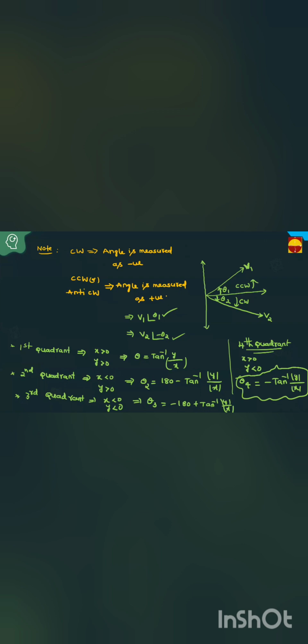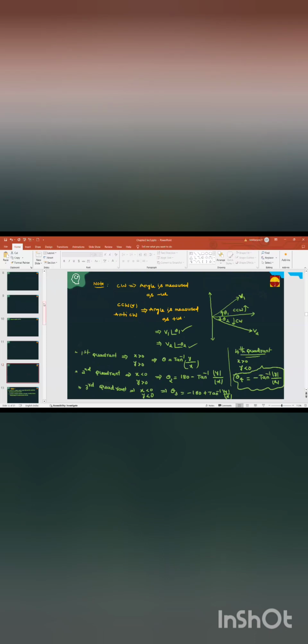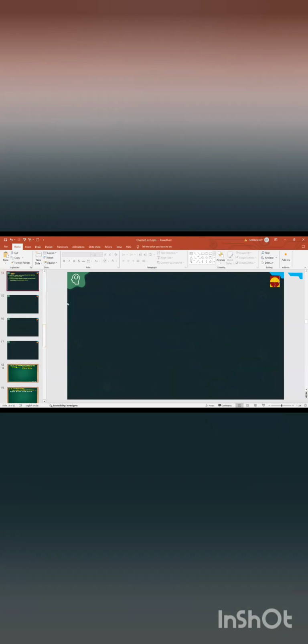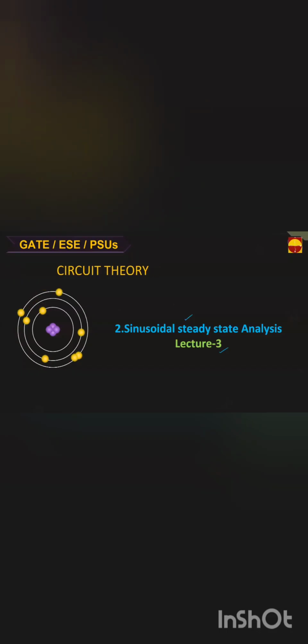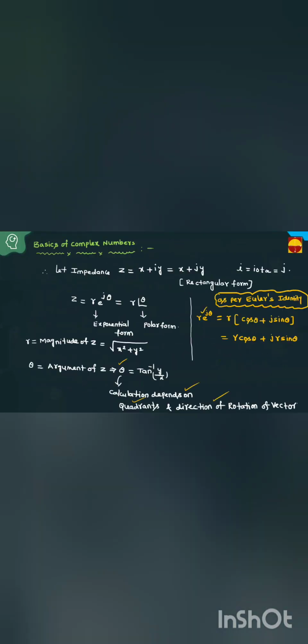That is the calculation of angles in different quadrants. And one more point you have to remember. Concentrate. All these are very important basics, not only from the network theory point of view, but also useful for other subjects and analysis. How to calculate the angles. Please note this down.